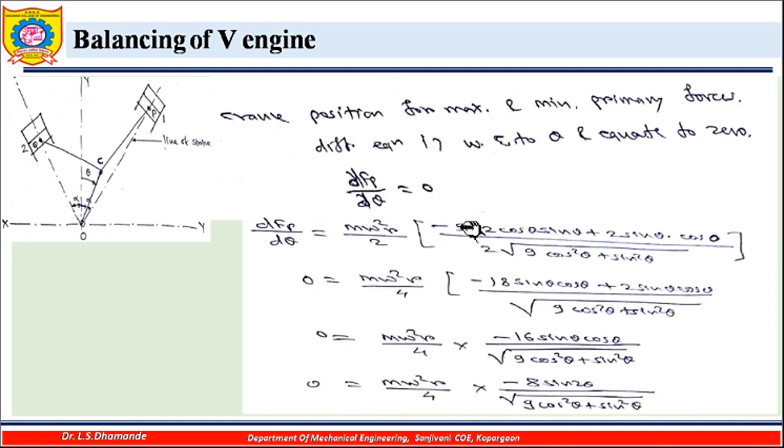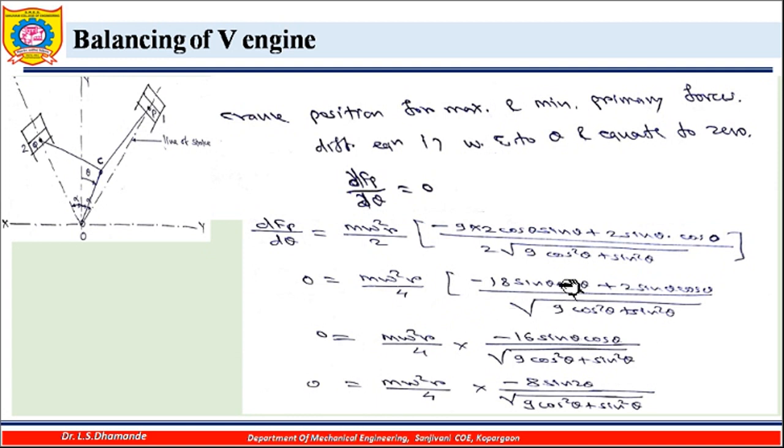So it will be equal to minus 9 into 2 cos theta sin theta plus 2 sin theta cos theta, divided by 2 under root 9 cos square theta plus sin square theta. Actually it is nothing but the derivative of root x, that is 1 by 2 root x, that is the way it is done. So this will be equal to 0. Now 2 is taken outside, so it becomes 4, and you are trying to simplify this.